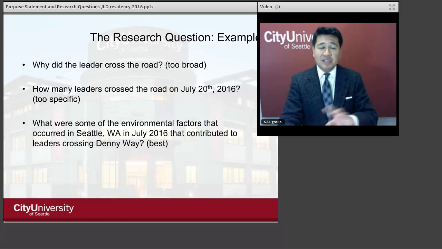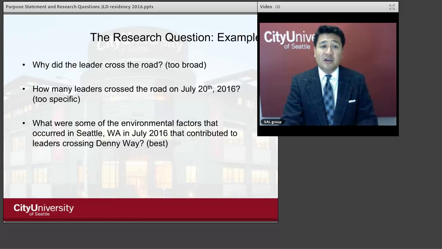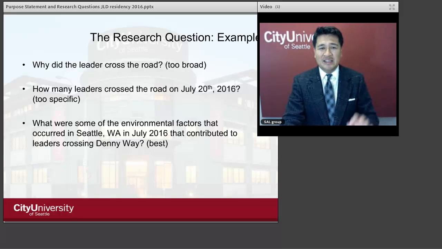So here's the best way to look at that. What were some of the environmental factors that occurred in Seattle, Washington in July 2016 that contributed to leaders crossing Denny Way? It's a lot better research question. I don't know what the problem is, but in any case, that's a good research question. It ties in, it's not broad, it's not too narrow.